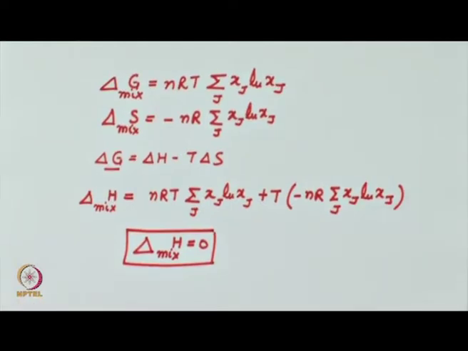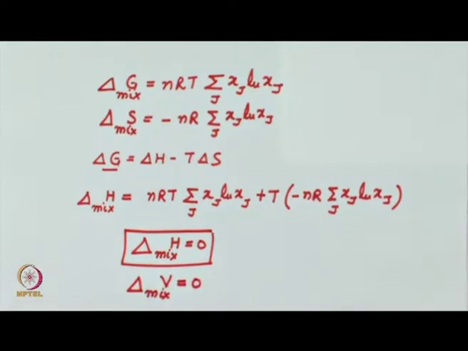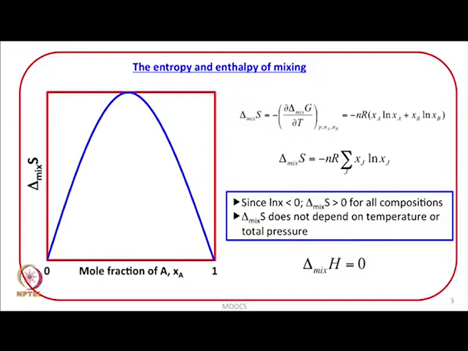Obviously, if there are no intermolecular interactions, then the enthalpy of mixing is supposed to be 0. And since there are no intermolecular interactions, we can also write that the volume change is also going to be 0, because any change in volume can arise from intermolecular interactions, a discussion which is still pending. We will discuss it a bit later. So, what we discussed is that the entropy of mixing will always be positive, whereas enthalpy of mixing for perfect gases is going to be 0.